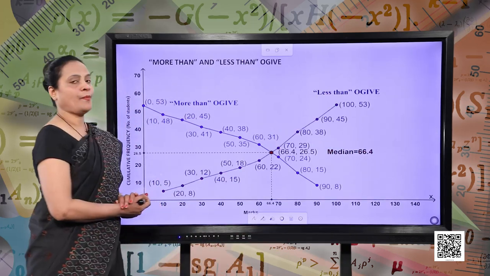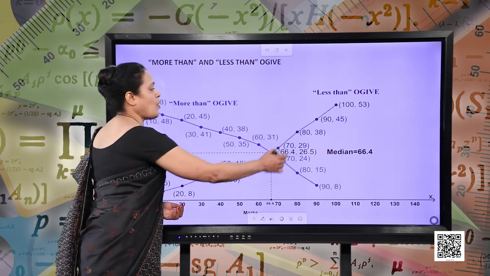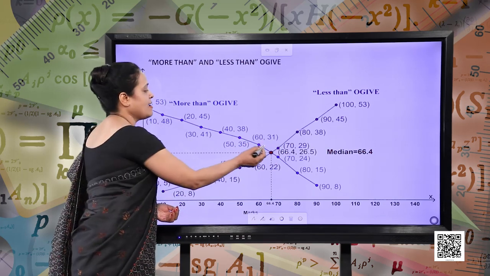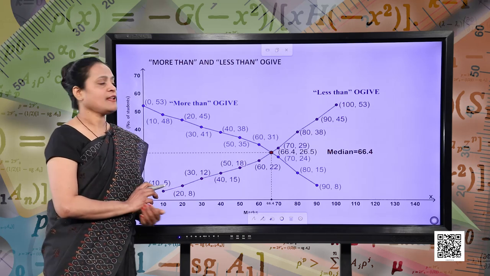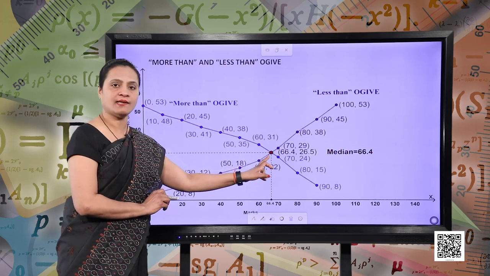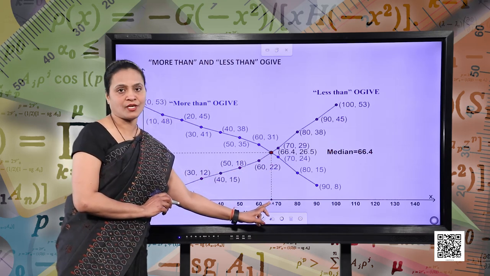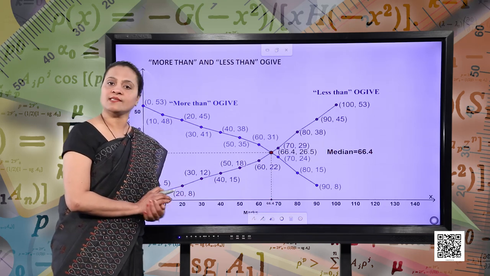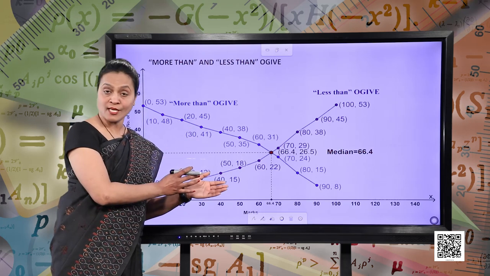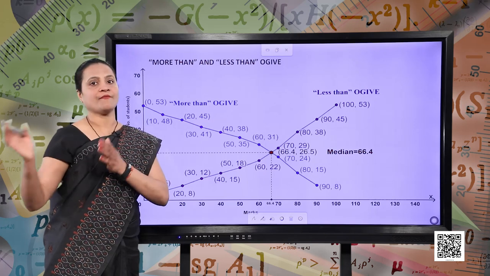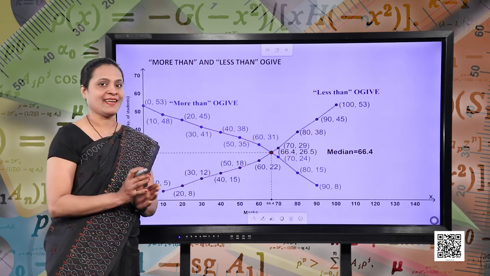We can also plot both the ogives on one single graph paper. In such cases, the point where these two ogives intersect represents our point whose x coordinate is the median. So, to get the median by taking both the ogives, we first consider the intersection point of two ogives, then take x coordinate of that point of intersection, which again in this case turns out to be 66.4, and it communicates the same thing, that half of the data lies below 66.4 and the rest half of the data lies above 66.4. Therefore, 66.4 divides the whole distribution into two halves and it is our median.